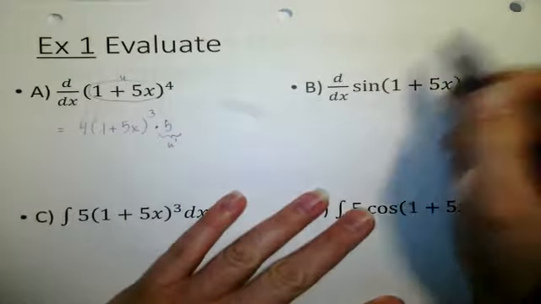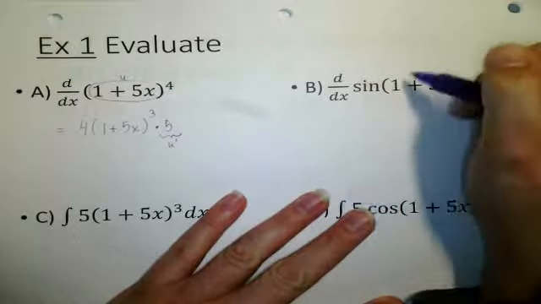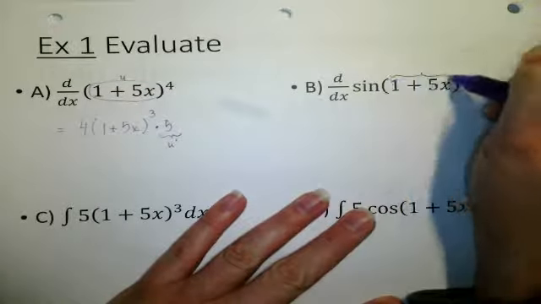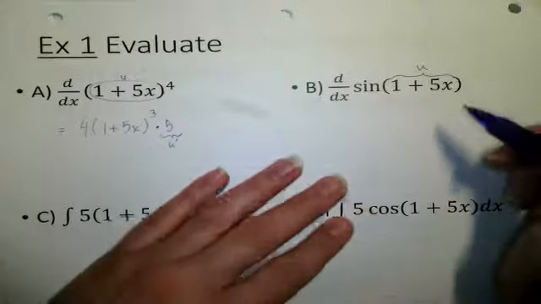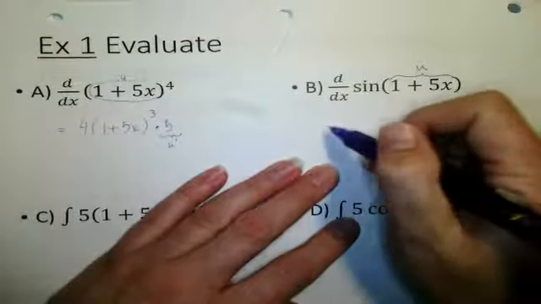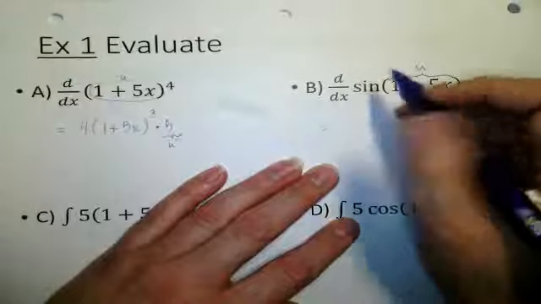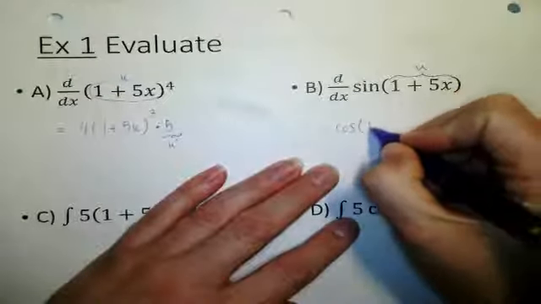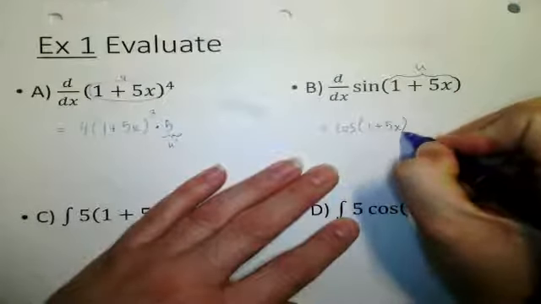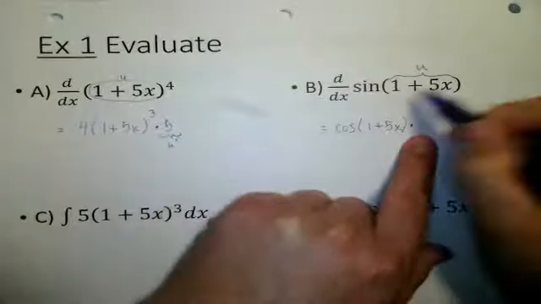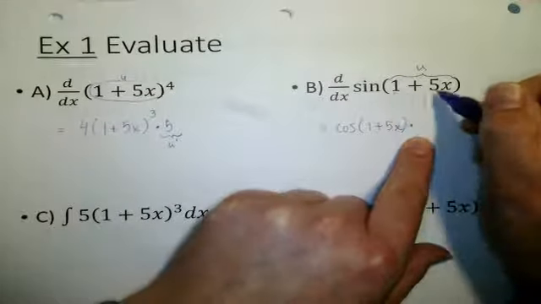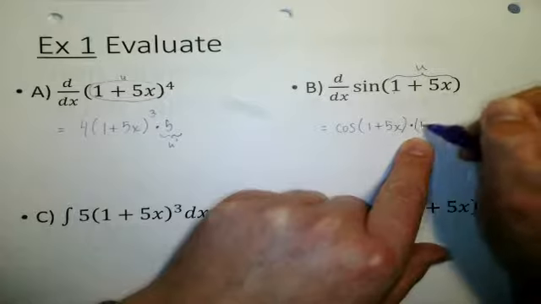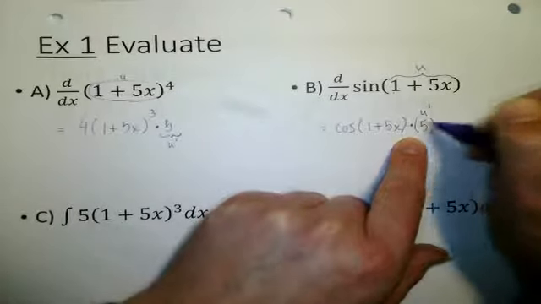So once again, we have the sine function, and it's got this other function on the inside. I'm going to call that the u function. And so if we want to find the derivative, we're going to take the derivative of sine, which we know is cosine of the function, and then we're going to multiply it by u prime. So the derivative of 1 is 0, and the derivative of 5x is 5. All right, so there's our u prime.